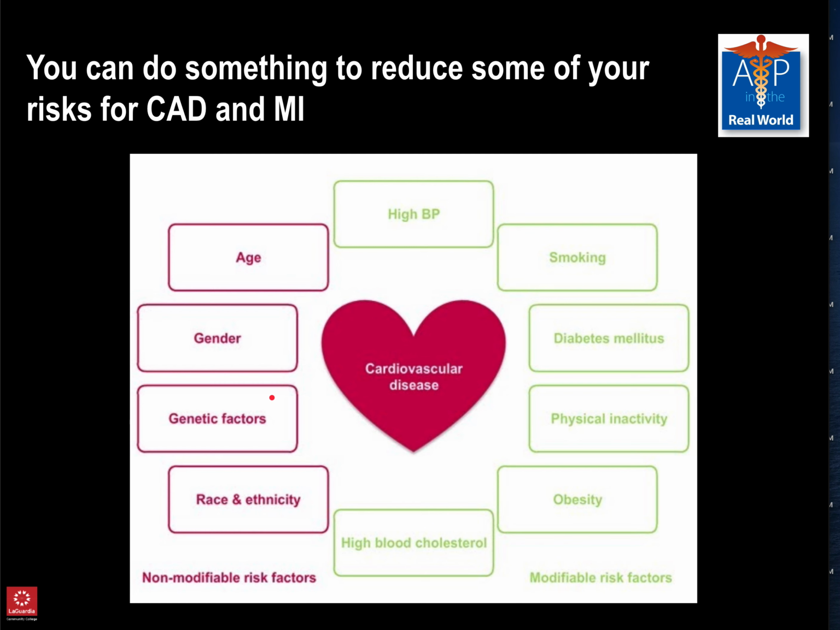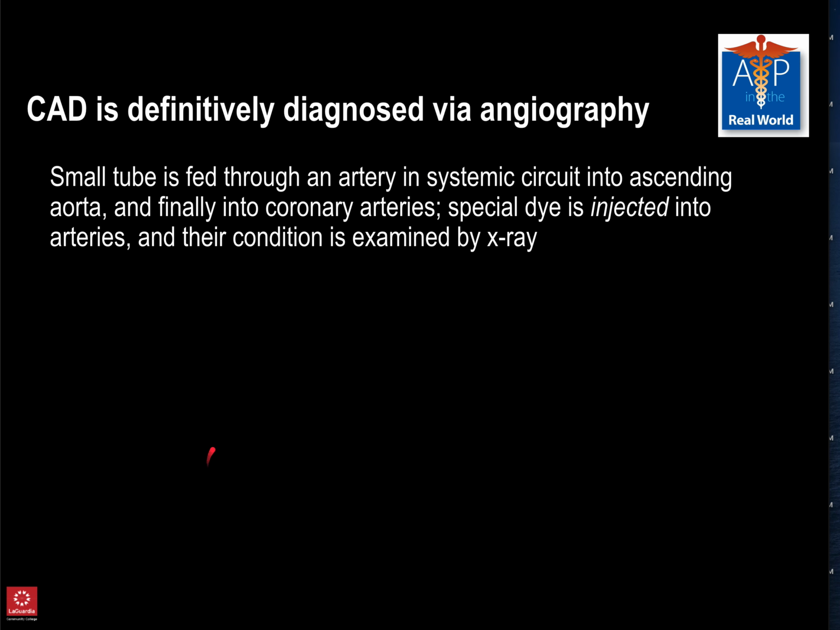So you can do something to reduce some of your risks for CAD and MI, right? There are some things that you just can't change. You can't change your age. You can't change your gender. You can't change various genetic factors. You can't change your race or your ethnicity, right? Those are risk factors you cannot change.